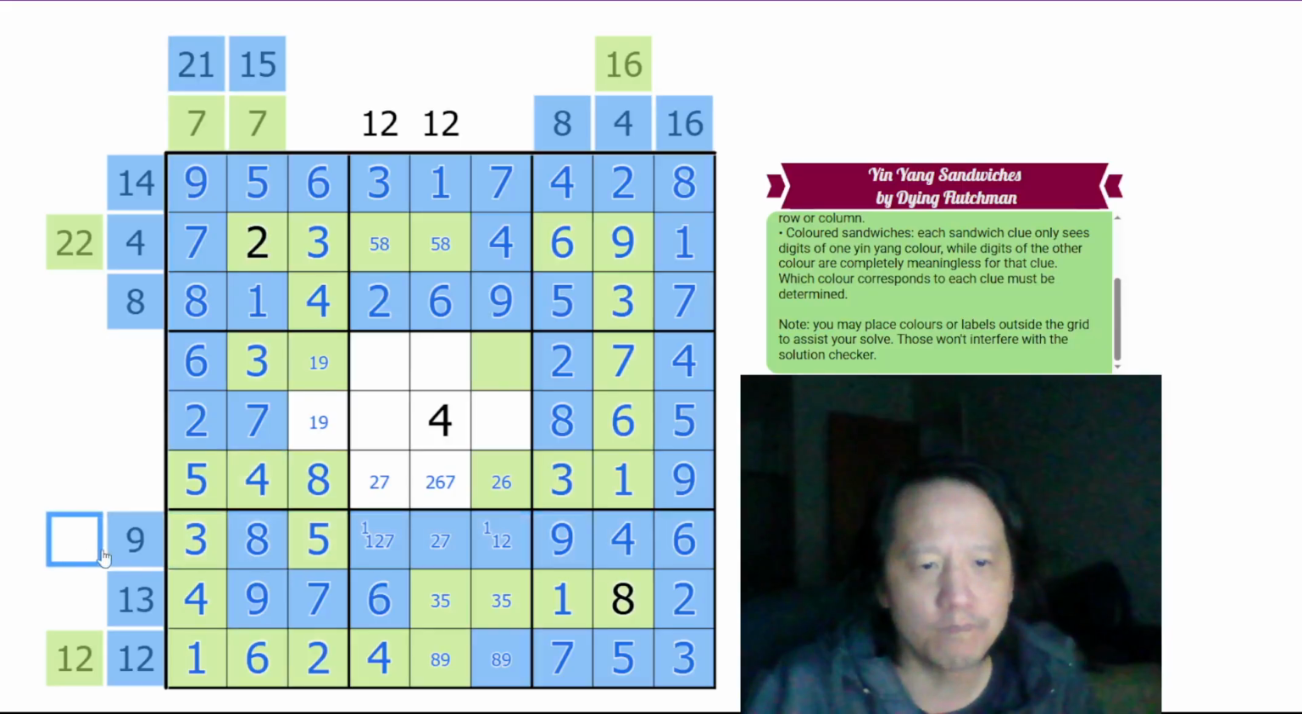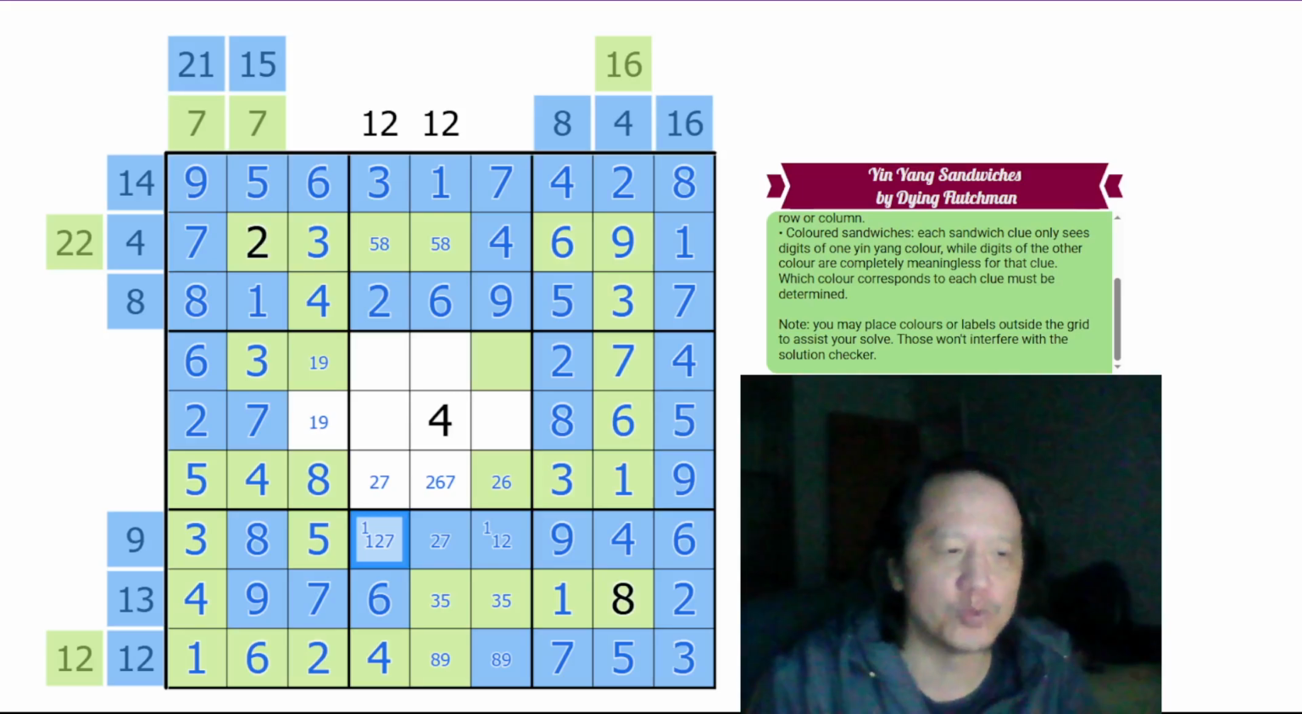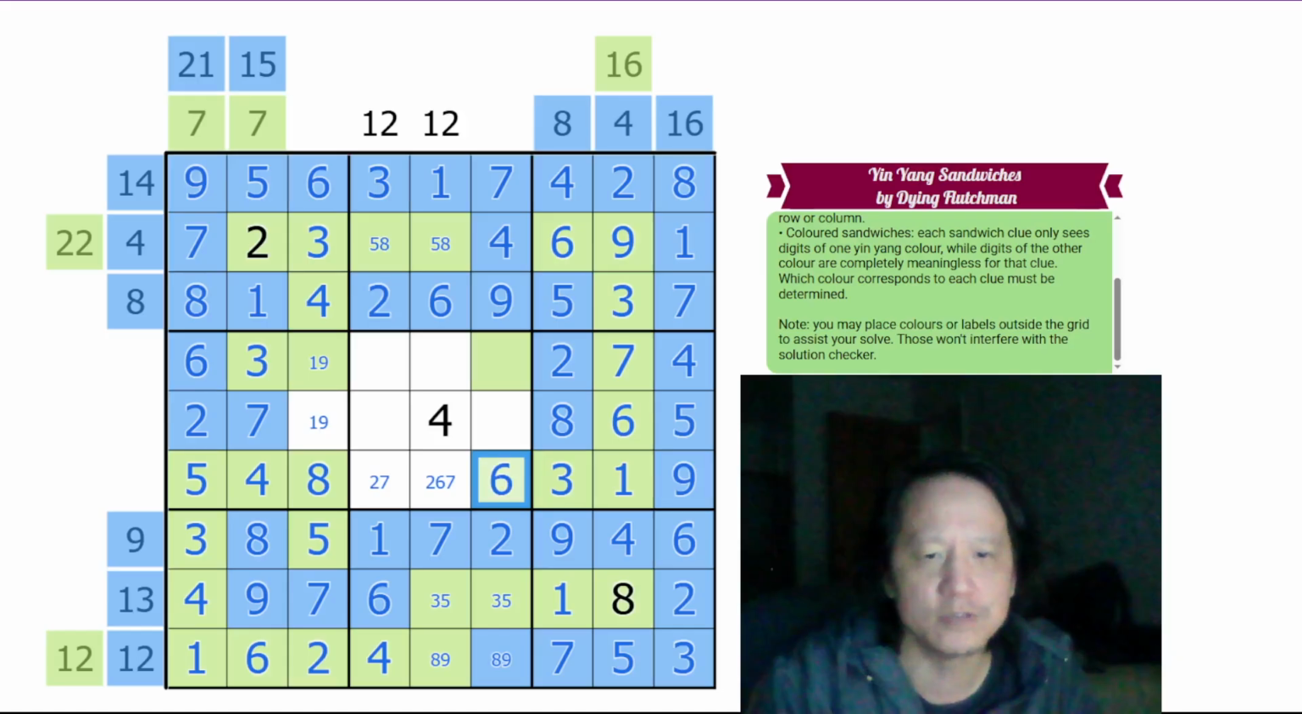For blue in row 7, it's either between 1 and 9, we have 2 and 7, or between 1 and 8. Oh, it has to be between 1 and 9. So this is 1. It has to be between 1 and 9 because 9 is greater than 8. So this is 1, which makes this 2, which makes that 7. 2 eliminates 2 here, so it's 6. This can't be 6 or 7, so it's 2, which makes that 7.